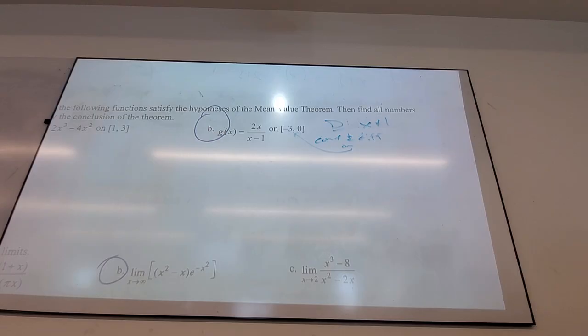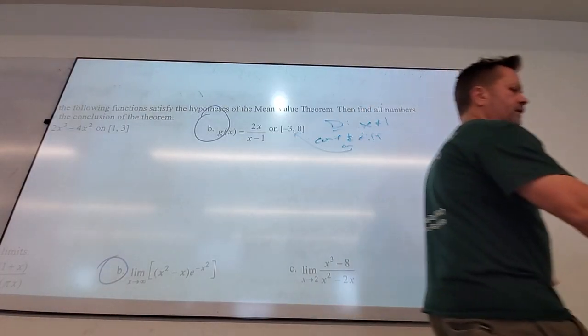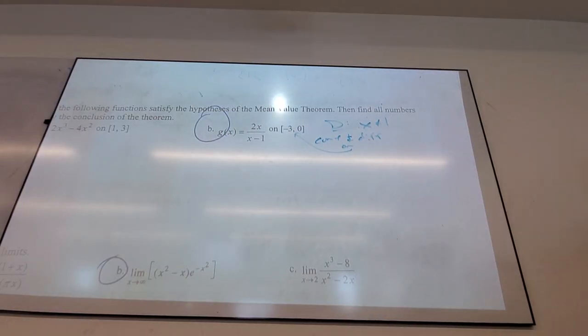What are the points that I need to use to do the algebra? My y2 minus y1. How do I get the points I need for the algebra? Plug the x values in.